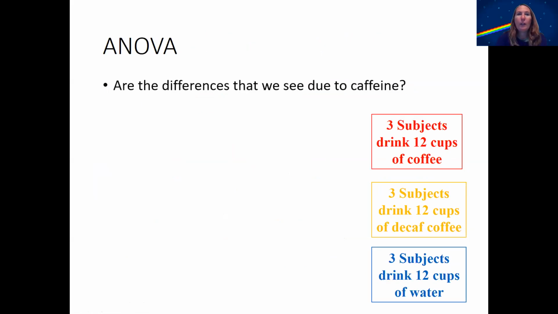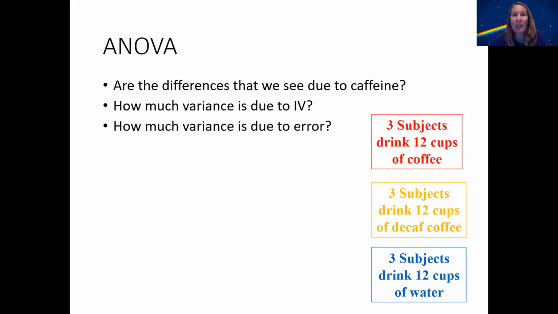Okay. So we are hoping that whatever difference we see in our reaction time is because we gave our subjects caffeine. This makes sense, right? We want our caffeine group to have a faster reaction time compared to the water because we believe something about caffeine is going to do something to increase our reaction time.